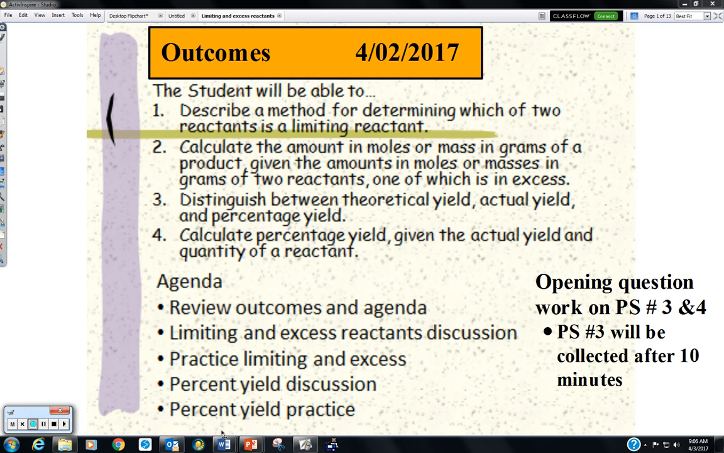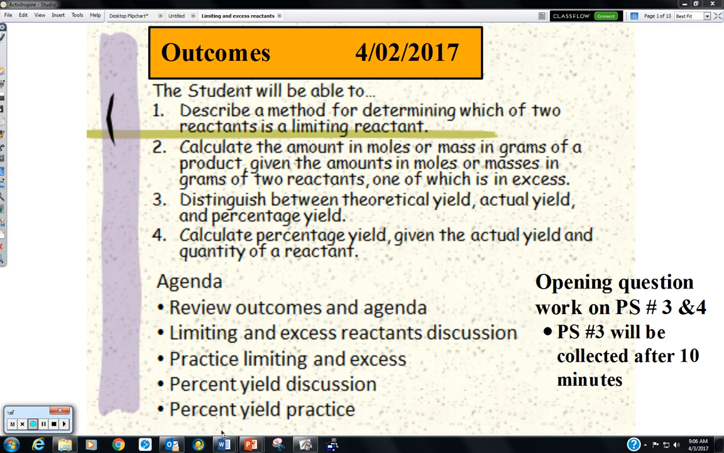And we can do it with two reactants when one of them is in excess. Distinguish between theoretical yield, actual yield, and percentage yield. And percent yield is going to be a comparison between theoretical and actual. And then we will calculate percentage yield given the actual yield and the quantity of the reactant. We have kind of dealt with percent yield already to a degree back when we were doing empirical and molecular formulas. We're just going to take a different perspective on it with this, and it's based on reactions.